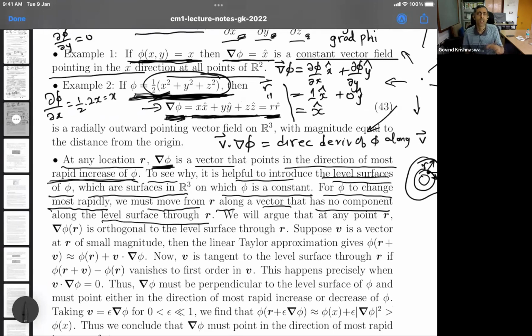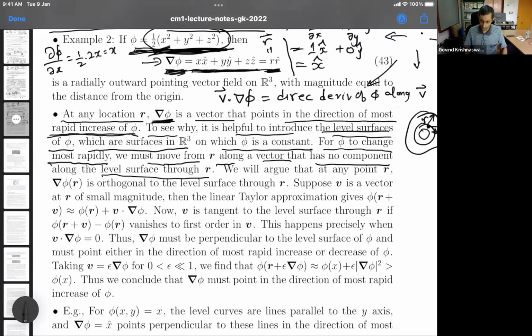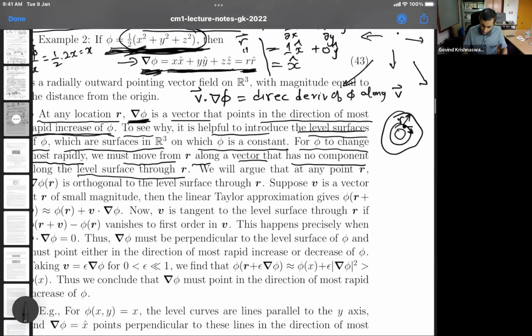If you impose one condition among n variables, you will get an n minus 1 dimensional surface, at most points. There are exceptional points where this breaks down. Even in this example, it breaks down. Suppose you go to the origin and look at the level surface of phi with value 0. That is just a point. Phi is 0 only at the origin. That is not a surface. You might say it's only a point.